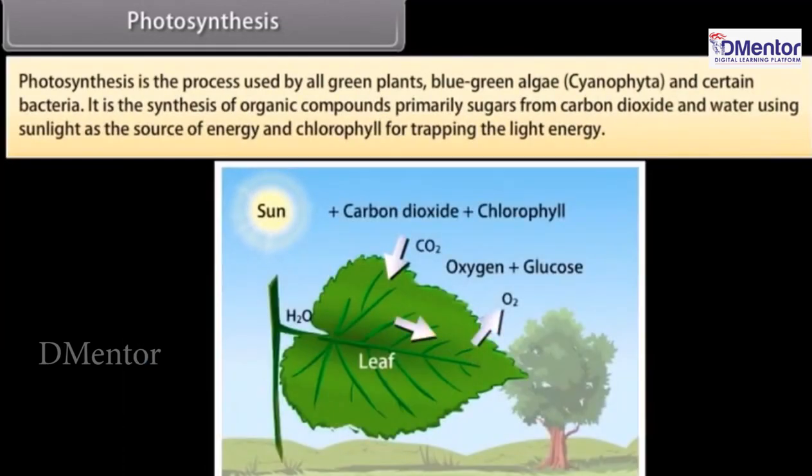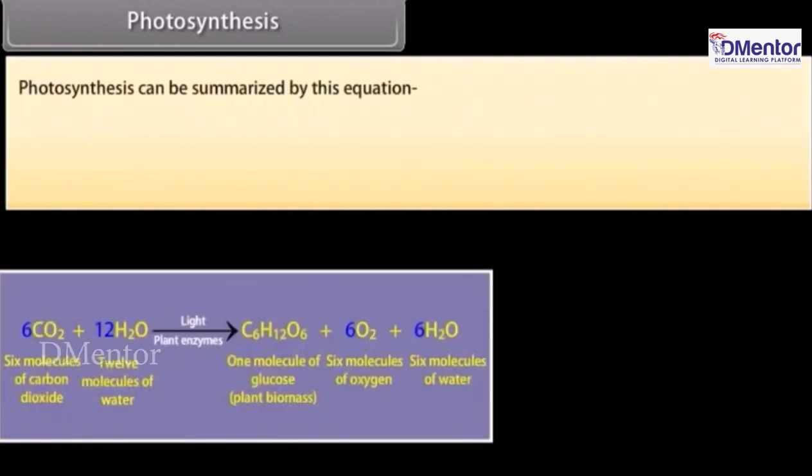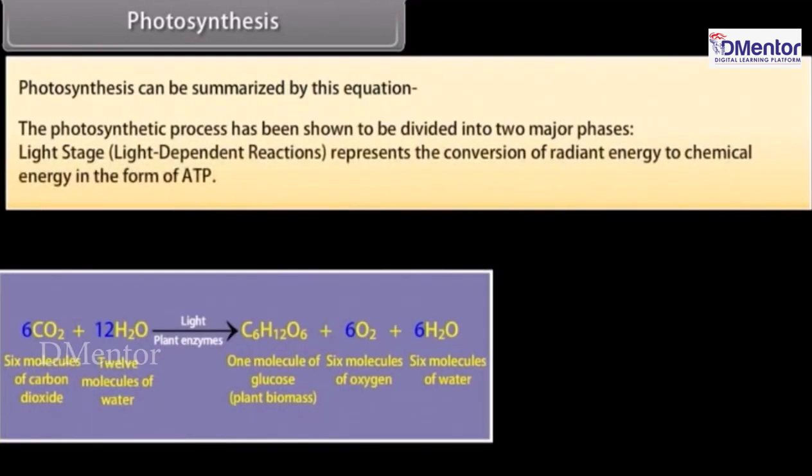Photosynthesis is the process used by all green plants, blue-green algae, cyanophyta, and certain bacteria. It is the synthesis of organic compounds, primarily sugars, from carbon dioxide and water, using sunlight as the source of energy, and chlorophyll for trapping the light energy. Photosynthesis can be summarized by this equation. The photosynthetic process has been shown to be divided into two major phases.